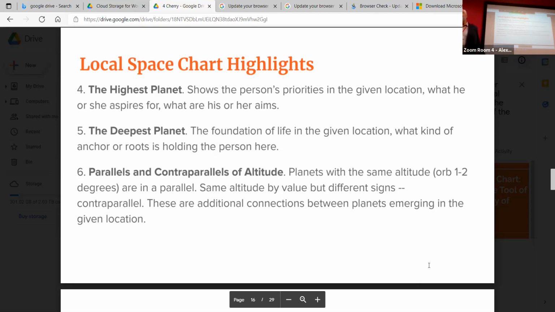If two planets have the same altitude with an orb of 1 to 2 degrees, one or two is your choice, but basically if those are luminaries or some personal planets, you probably will use the orb of 2 degrees. If it's something else, then 1 degree only. If they have the same altitude, that's a parallel of altitude. If the value is the same, but one is plus, the other is minus, under the horizon, then it's a contraparallel of altitude. Now, let's find all this stuff in the charts of Arnold Schwarzenegger.